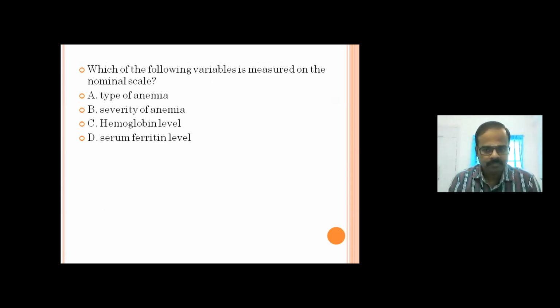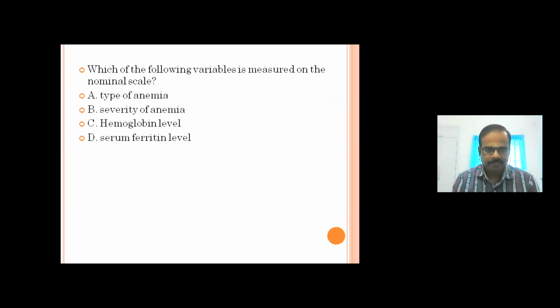Which of the following variables is measured on a nominal scale? Nominal is either true or false. It has only two possible alternative answers, sir. Yes, ma'am. Okay, right. So severity cannot come, sir. Yes. Very good. Severity cannot come because severity comes under which type of data? Ordinal scale, sir. Ordinal. Fantastic. Okay. Type of anemia also cannot come, sir. Why?